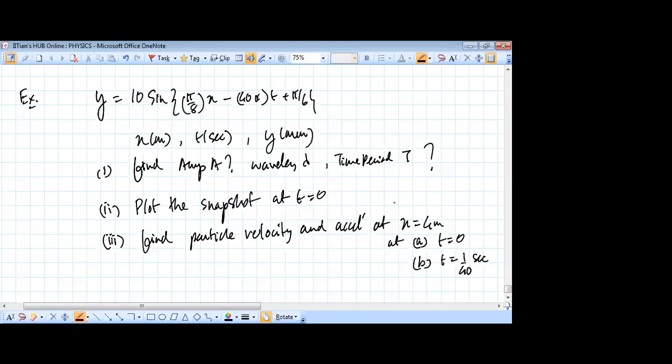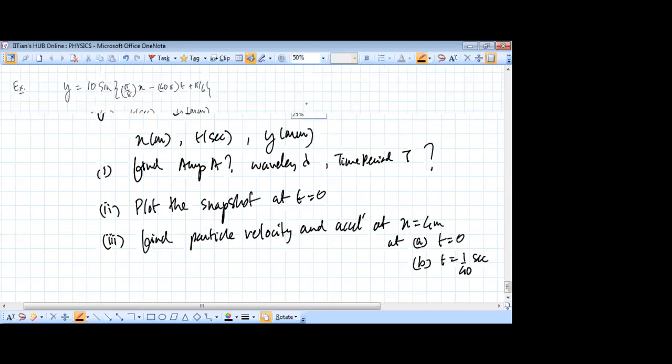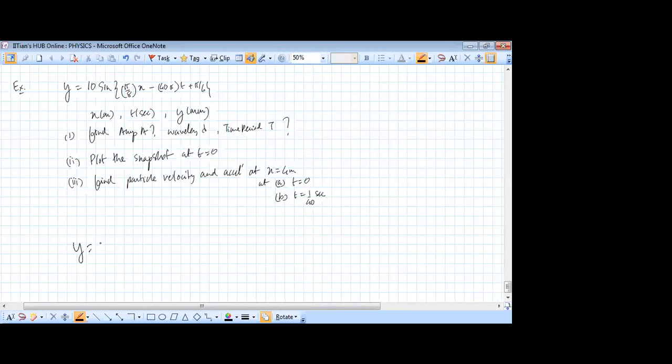Okay, so you can directly see what the amplitude and all that is. Just compare this equation with the standard equation. This is traveling along the positive x-axis because the sign between omega t and kx is negative, so you can see. So amplitude is equal to 10 millimeters. Okay. Because y is given in millimeters.